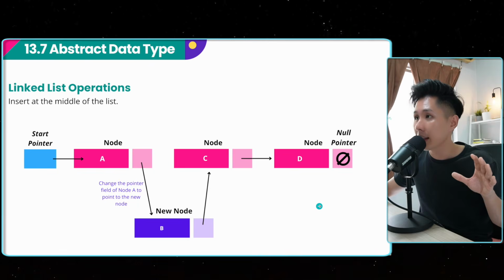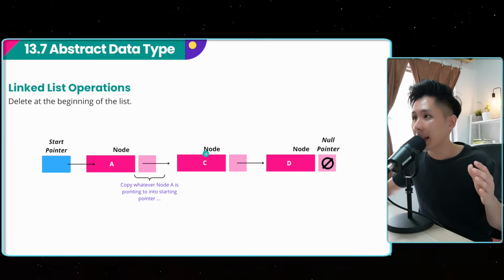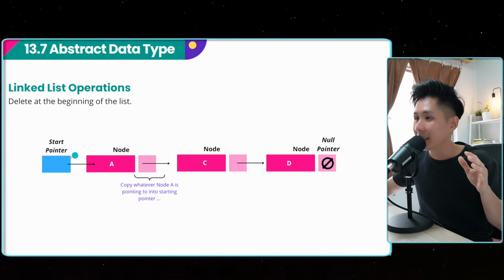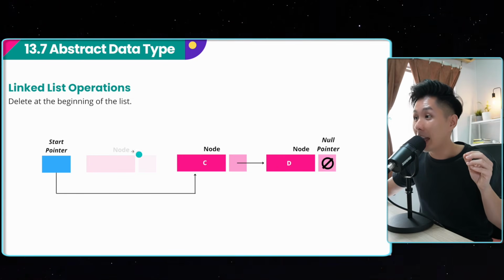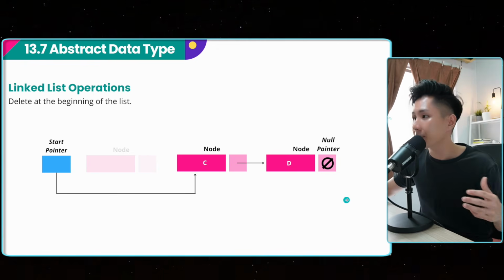And that's very efficient. So let's look into delete. Delete is very similar. If I want to delete the item at the beginning of the list, all I need to do is copy whatever node it's pointing to, copy this link, to let the start pointer point to it. So let's see, this is how I do it. And now A will be fully disconnected, which means I have already deleted the item.